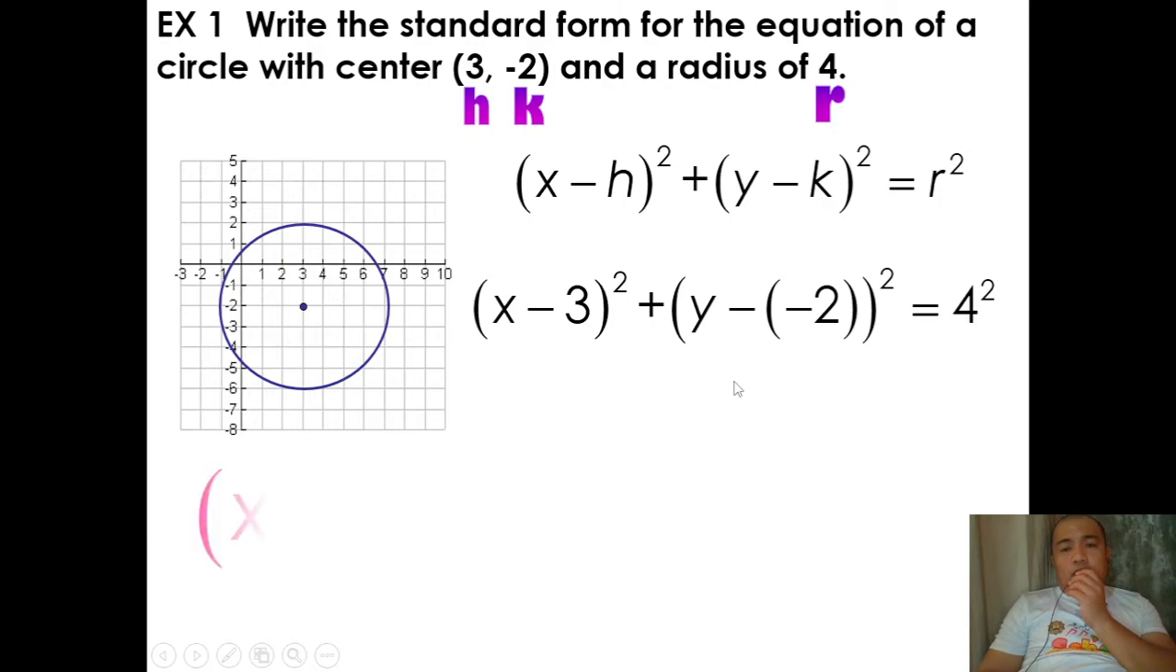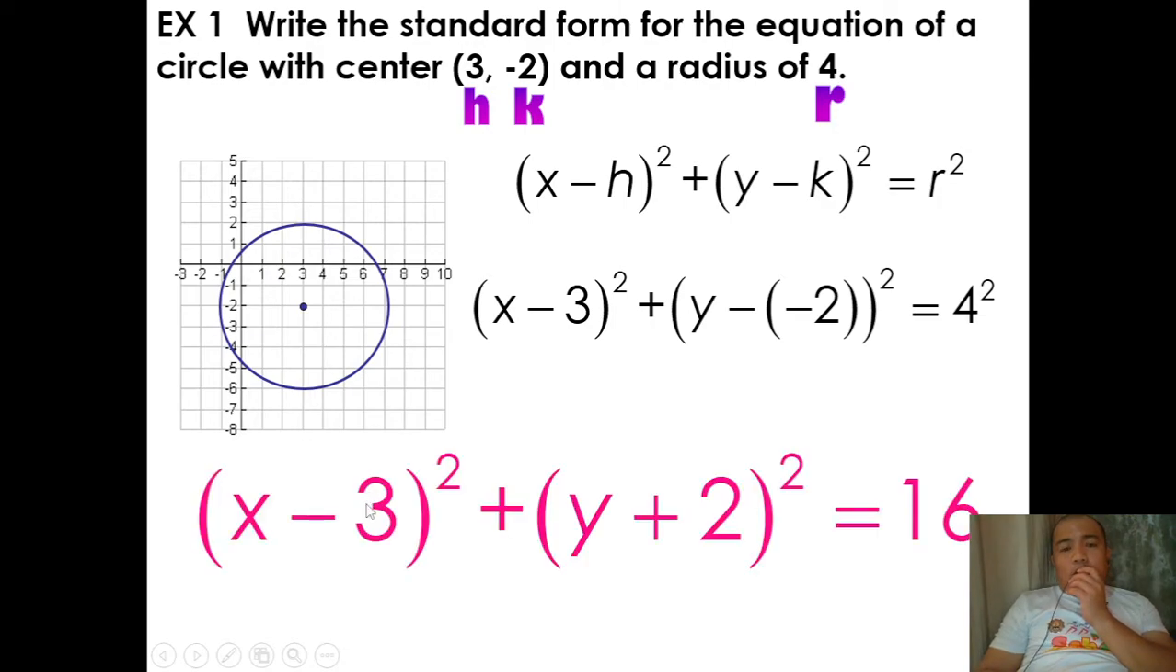Then let's simplify. So (x minus 3) quantity squared plus (y plus 2) quantity squared equals 4 squared, which is 16. This is the equation of the circle whose center is (3, negative 2) and radius is 4. How do we know that the radius is 4? Just count 1, 2, 3, 4. Radius is 4.